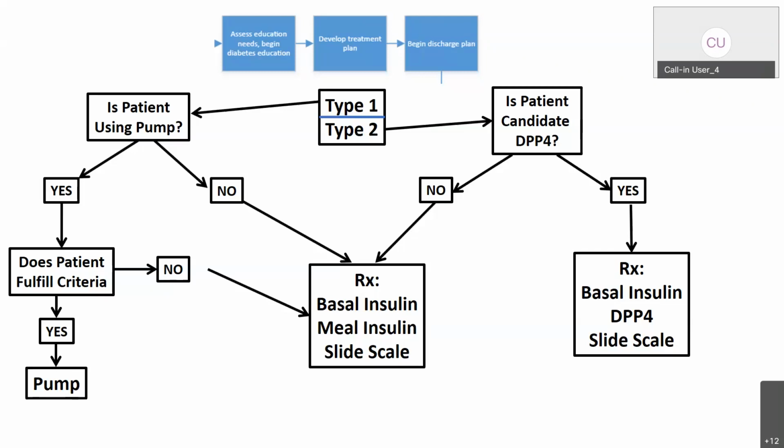Got it? So the patient that does not fulfill criteria for full management of the pump has to go into treatment by us. That clear? The patient is not using a pump, is type 1 diabetes, goes directly to insulin, right? The patient is type 2. The next question might be a little bit intriguing to you guys. The question in your mind is, is the patient candidate for a DPP-4?